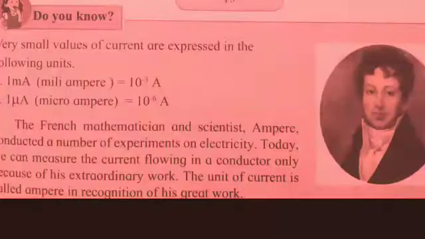Very small values of current are expressed in the following units. 1 milliampere is equal to 10 raised to minus 3 ampere, and 1 microampere is equal to 10 raised to minus 6 ampere. The French mathematician and scientist Ampere conducted a number of experiments on electricity. Today we can measure the current flowing in a conductor only because of his work. The unit of current is called ampere in recognition of his great work.